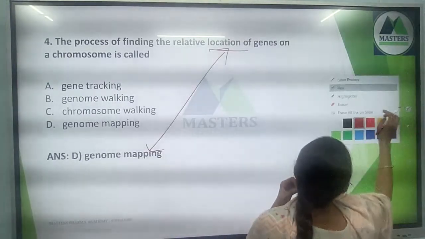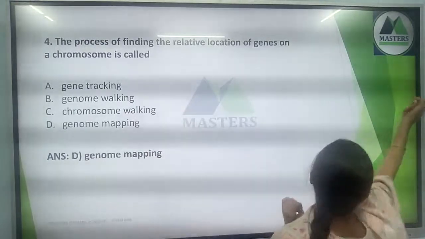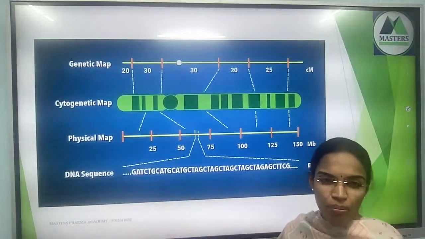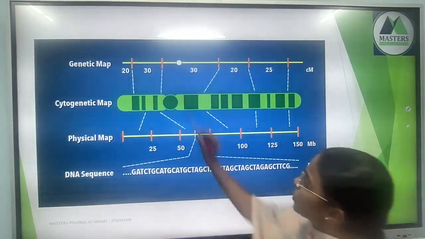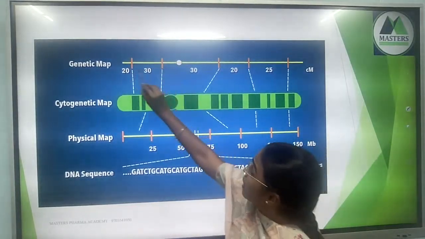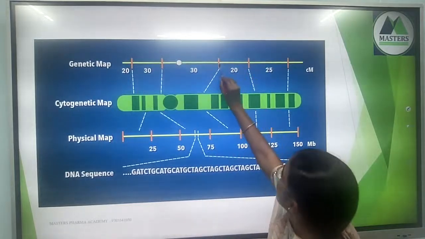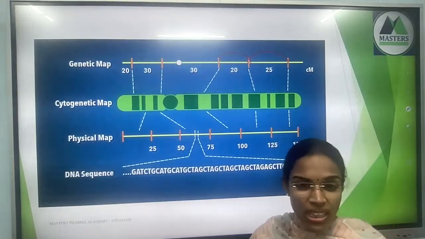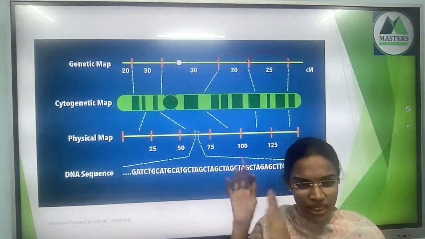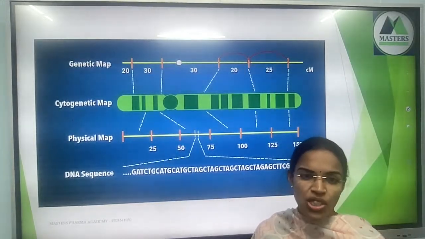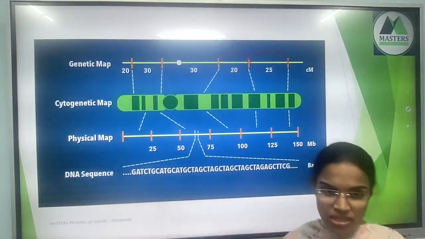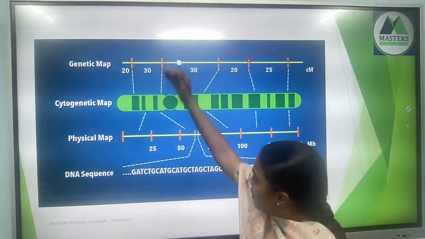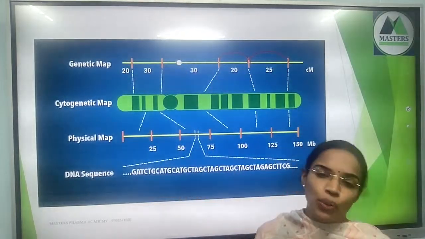Shall we move on to the next question? So this is a gene map. This is how genetic mapping is done. We are finding the location of genes, from this location to this location. What is the genetic map? This is known as genetic or genome mapping. We are finding a particular area or location, and then we are coding that particular DNA sequence.